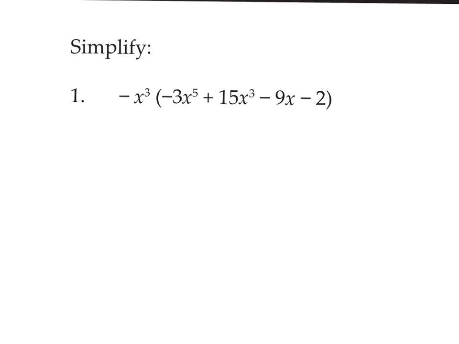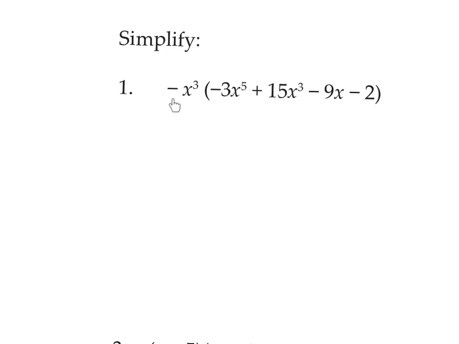In example 1, we have a monomial times a 4-term polynomial, or a polynomial with 4 terms. Remember, this is just distributive property. So when we distribute, we first do signs. Negative times negative makes positive. 1 times 3, we already did the sign. So 1 times 3 is 3. So the first term is going to be positive 3. And then the x's. X cubed times x to the 5. And when you multiply variables, you add the exponents. So that makes x to the 8.